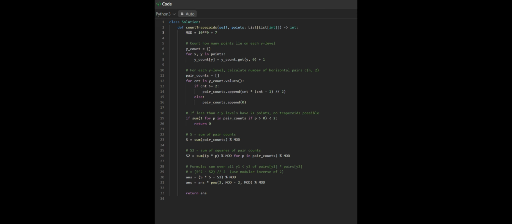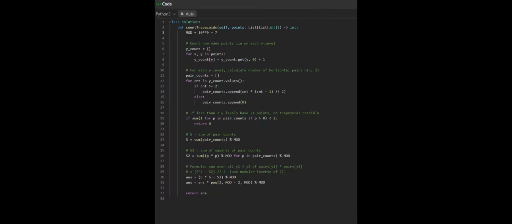This tells us how many points share the same y-value, in other words, how many points lie on the same horizontal level. Next, for each y-level, we calculate how many horizontal pairs we can form. If a level has n points, then the number of ways to choose 2 of them is n choose 2, which is n times (n minus 1) divided by 2. If a level has fewer than 2 points, it can't form a pair, so we simply append 0. If fewer than 2 y-levels have at least one pair, then it's impossible to form a trapezoid, because a horizontal trapezoid requires 2 horizontal sides, one from each level. In that case, we return 0 immediately.